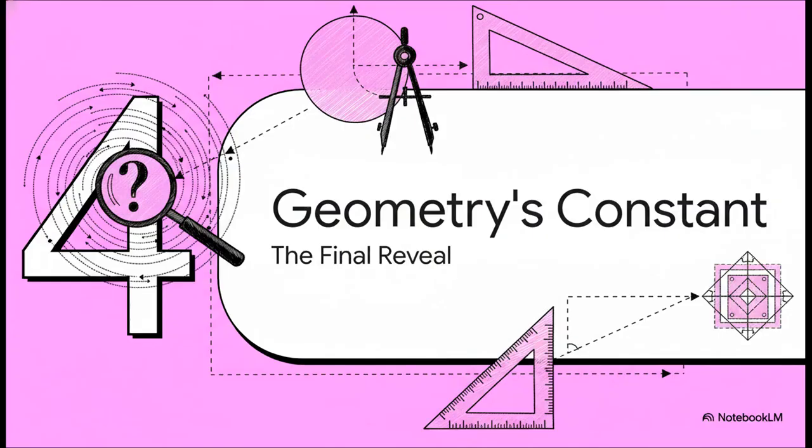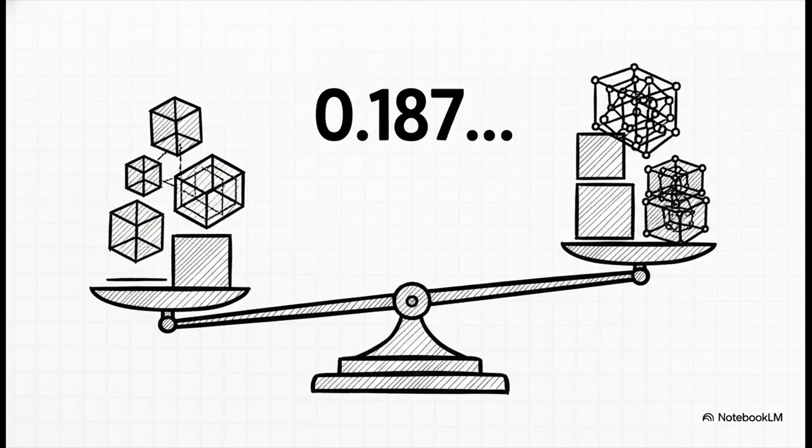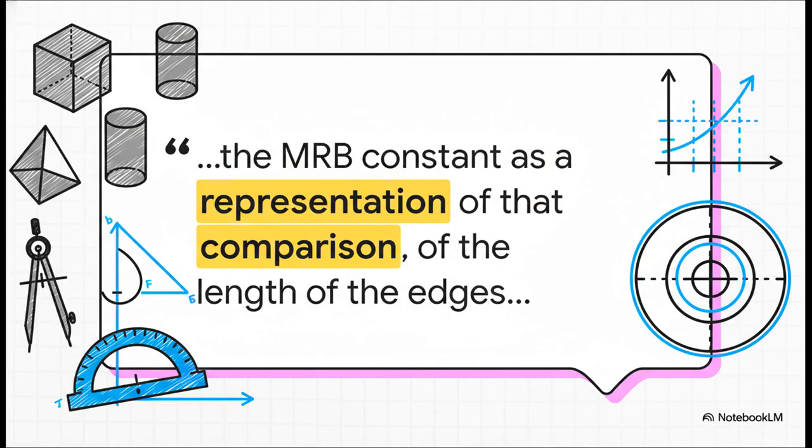So here we are, the big reveal. We've cracked the case, and now we can finally give our number its true name, its real identity, based not on its formula, but on what it actually means. And this is the whole point. The MRB constant isn't some abstract mathematical fluke. It is a physical, geometric measurement. It is the final result you get when you compare the edge lengths of this special family of hypercubes in this infinite alternating series.